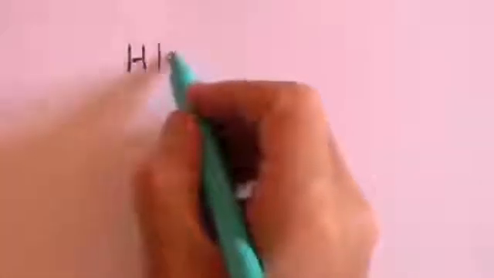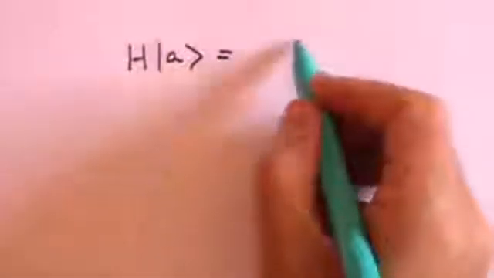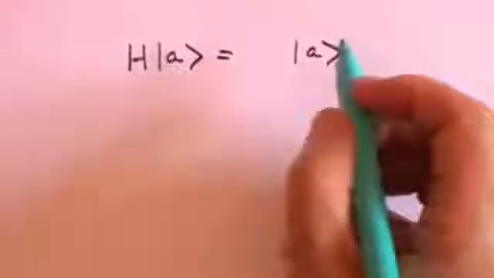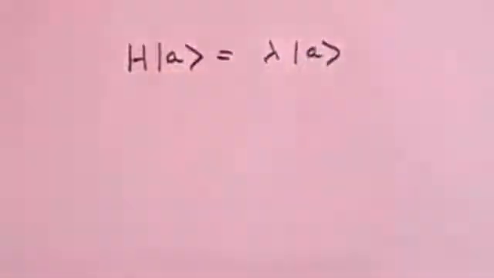Now I want to remind you about another equation that we developed that I said would prove to be very important, and that was a Hermitian matrix acting on a vector A gives exactly the same vector A multiplied by a real number, where that number is not a matrix, it's not a vector, it's just a number.